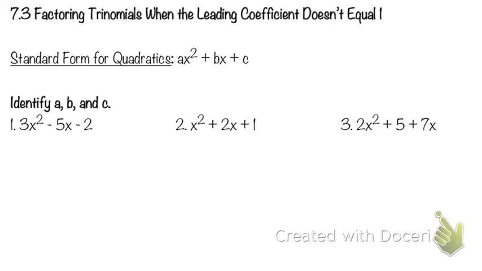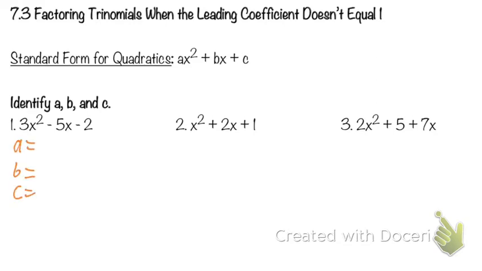Okay, anyway. ax squared plus bx plus c. So we see those x's, right? That's going to be whatever variable we're talking about. So here, 3x squared minus 5x minus 2. And it says identify the a, the b, and the c. So we want to know what they were replaced by. What is my a, what is my b, and what is my c?